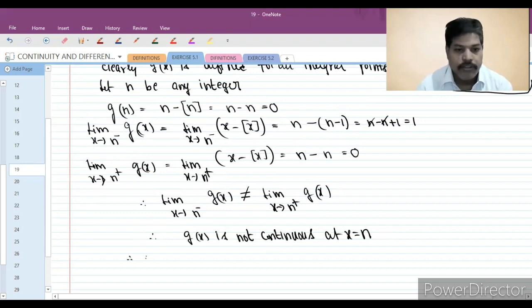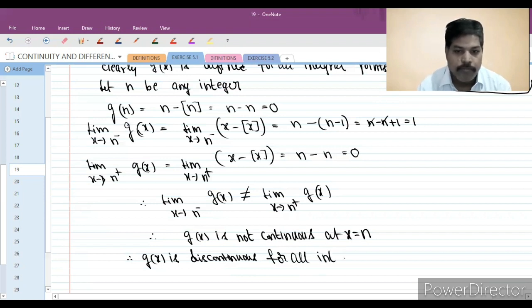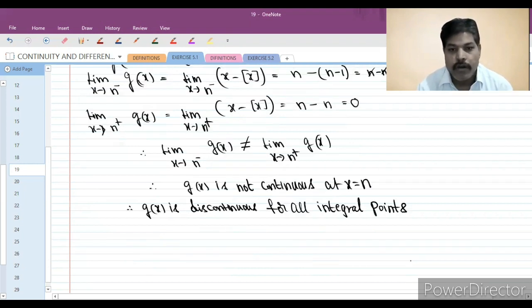Therefore, we can conclude that g of x is discontinuous for all integral points, for all integers. x minus step x is discontinuous for all integers.